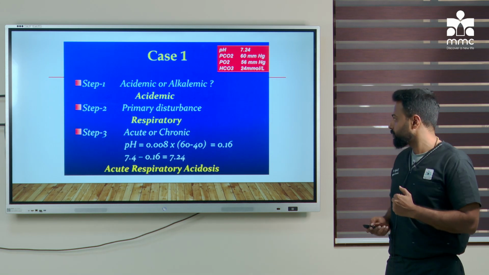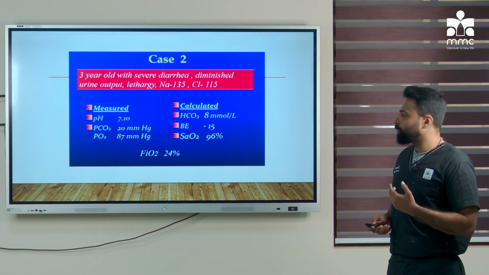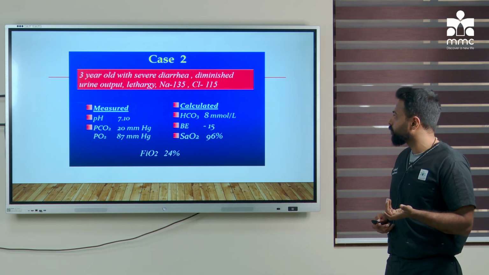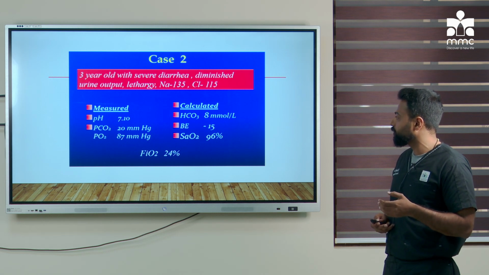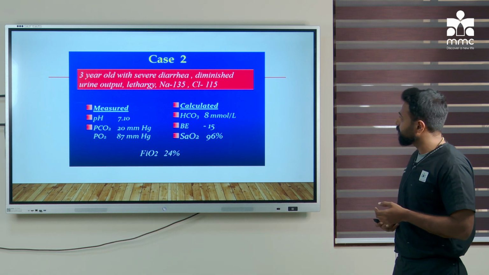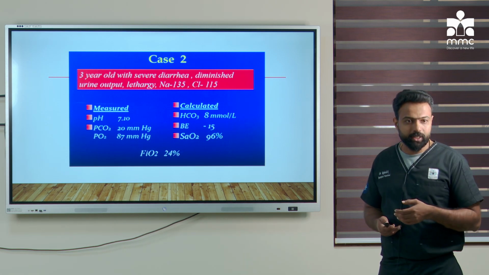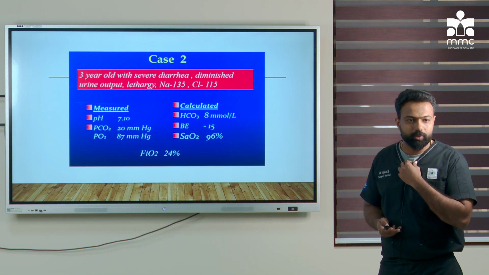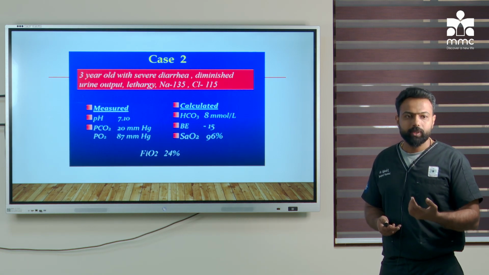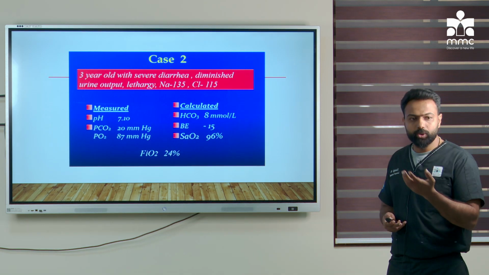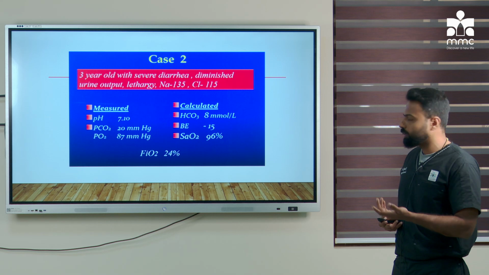Coming to another case, a 30-year-old with severe diarrhea, diminished urine output, lethargy, sodium 135, chloride 115, and FiO2 of 24%. You look at the clinical scenario again. Somebody is having severe dehydration, maybe, right? So you will not expect a respiratory problem here. You will be expecting a metabolic abnormality. Even so, you will look at the FiO2 and oxygenation.